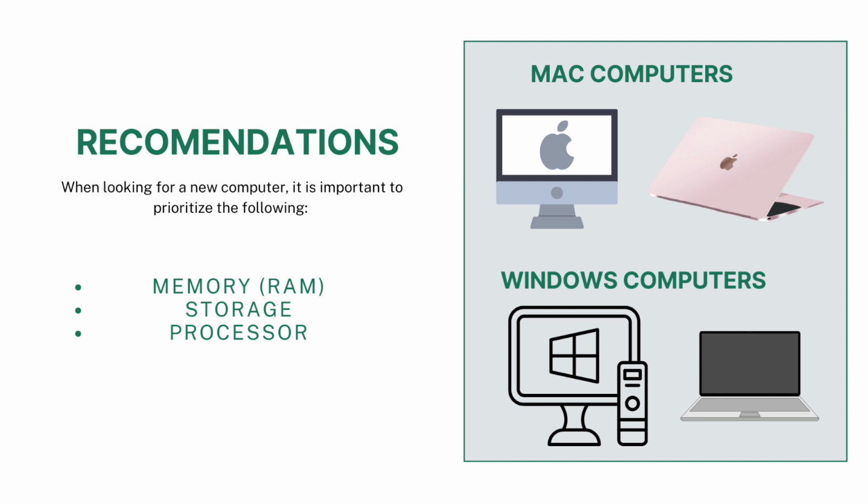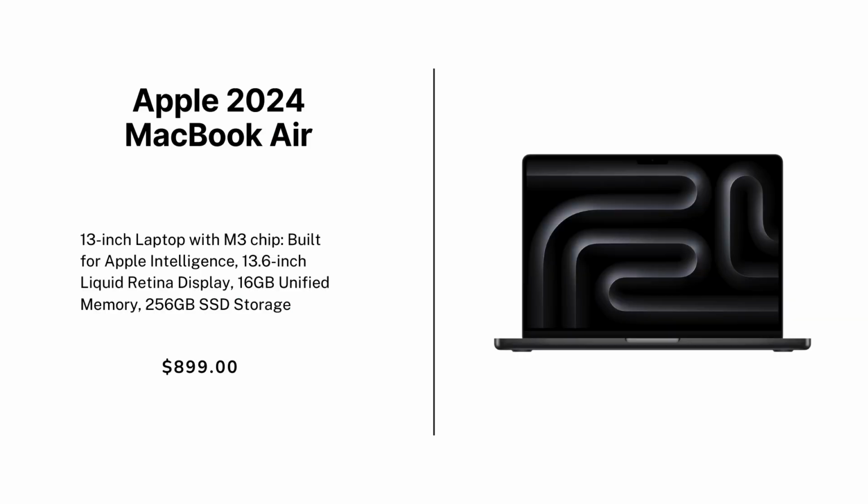The processor will vary based on the computer you get, but if you are getting a Mac, make sure it has an M chip. The price of the computer will increase based on the amount of memory, storage, and the quality of the processor. The prices you will see are based on Amazon in the US. I'll share the links to all the products in the info box below the video.